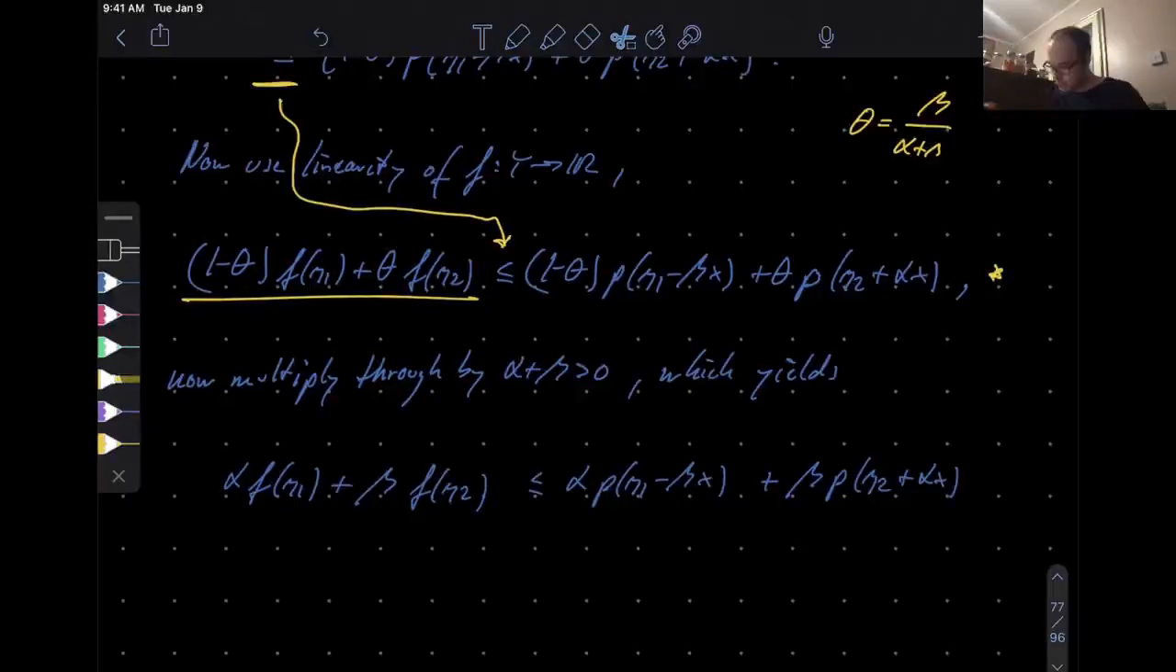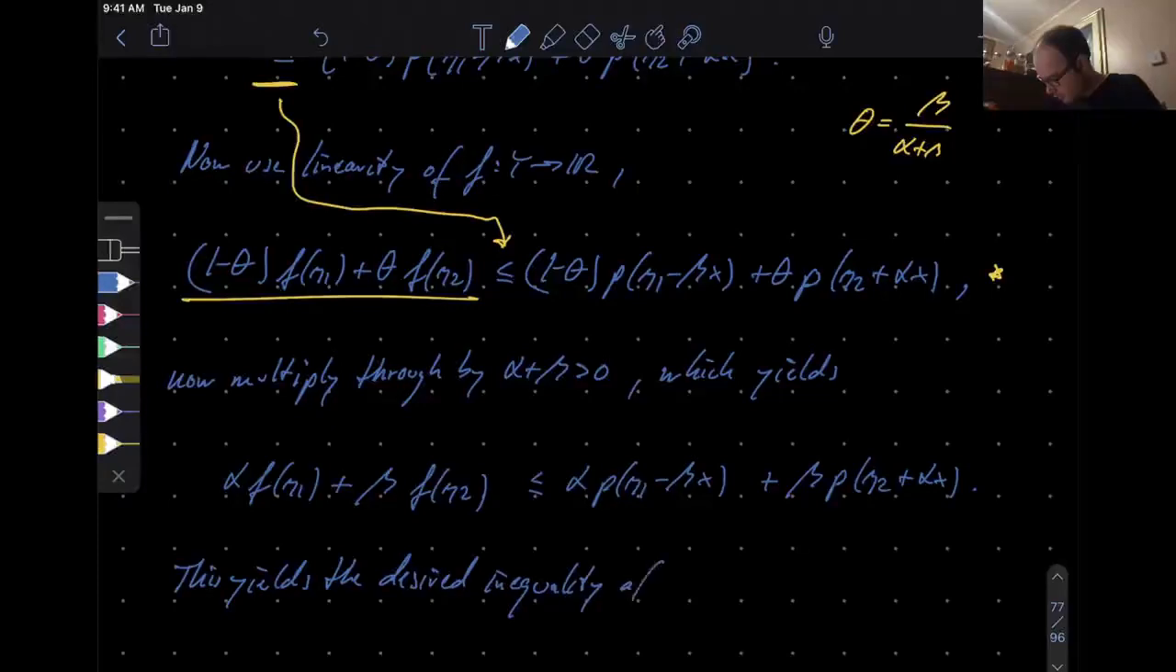You bring the terms with alpha to one side, the terms with beta to the other, and then you divide by alpha times beta, and then you have the desired inequality after rearrangement. Okay, that's that. Okay, good.